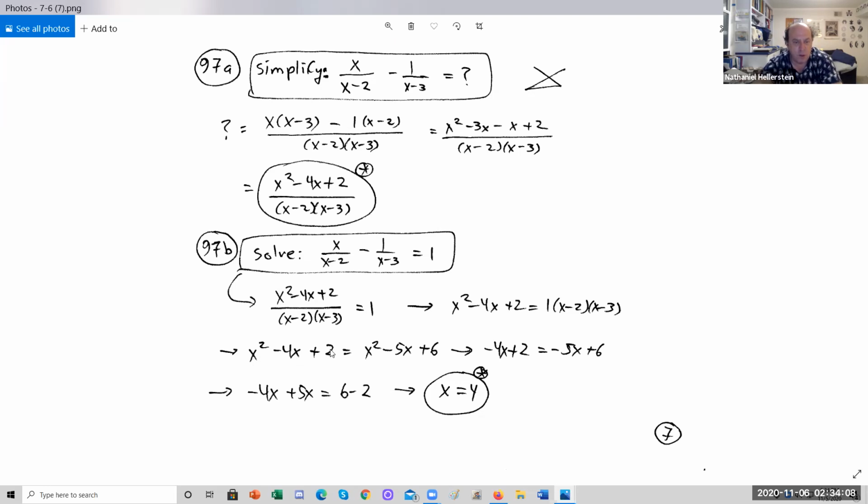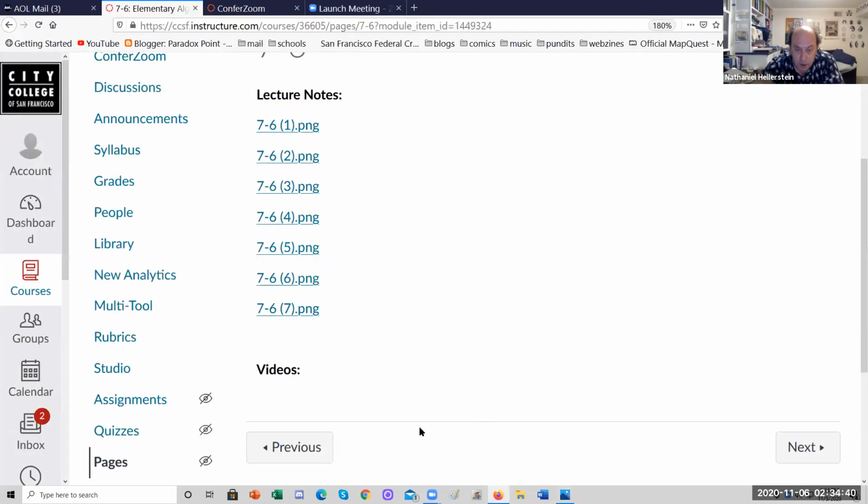x squared minus 4x plus 2 equals x squared minus 5x plus 6. First, we'll cancel the x squareds. And we're left with minus 4x plus 2 equals minus 5x plus 6. And we'll transpose 5x to the left by adding it to both sides. Move 2 to the right by subtracting 2 from both sides. We get minus 4x plus 5x equals 6 minus 2. This simplifies down to x equals 4 as a solution of this equation. I do believe we're done here.